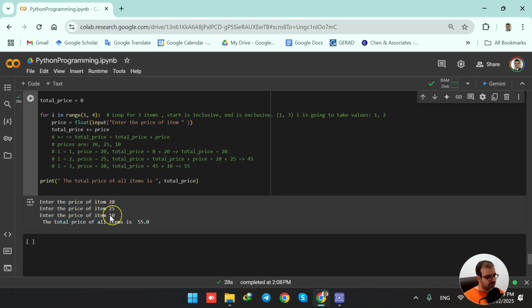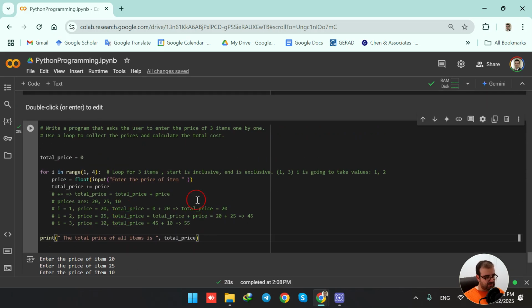Why did it ask me for three prices here? Because we had a range from 1 to 4, and 4 is exclusive. Therefore, it asks three times to enter the price, and whenever I enter the price, it is added to the total price variable, which was initially set to 0. In each iteration we added the price that we entered to this total price variable, so the sum will be 55.